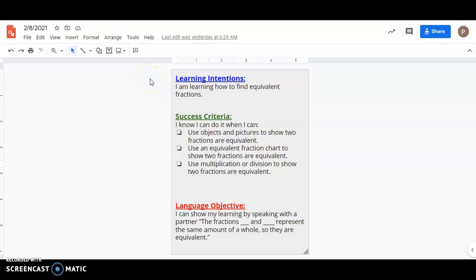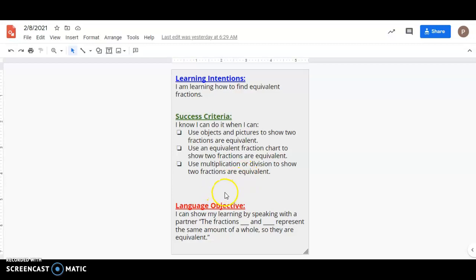Hello, ladies and gentlemen. Today we are continuing our learning on how to find equivalent fractions. Now, yesterday we talked about how equivalent would mean the same, equal, fractions that take up the same amount of space of a whole number. And we did an excellent job using objects and pictures to show that two fractions are equivalent. So today we're going to be using equivalent fraction charts to show the same thing.